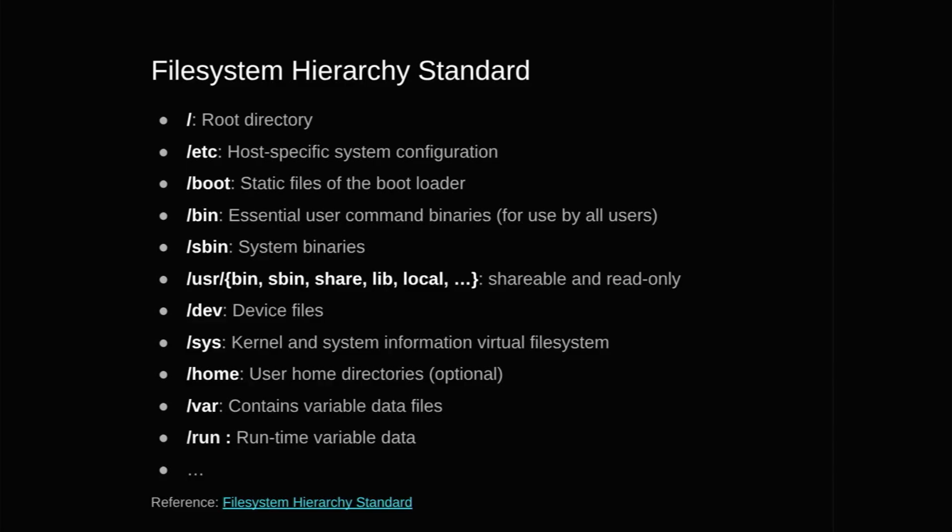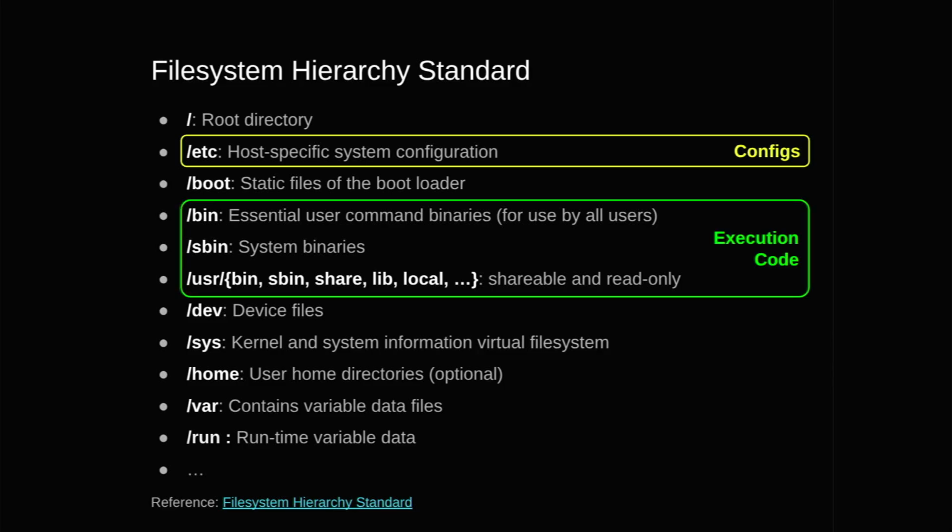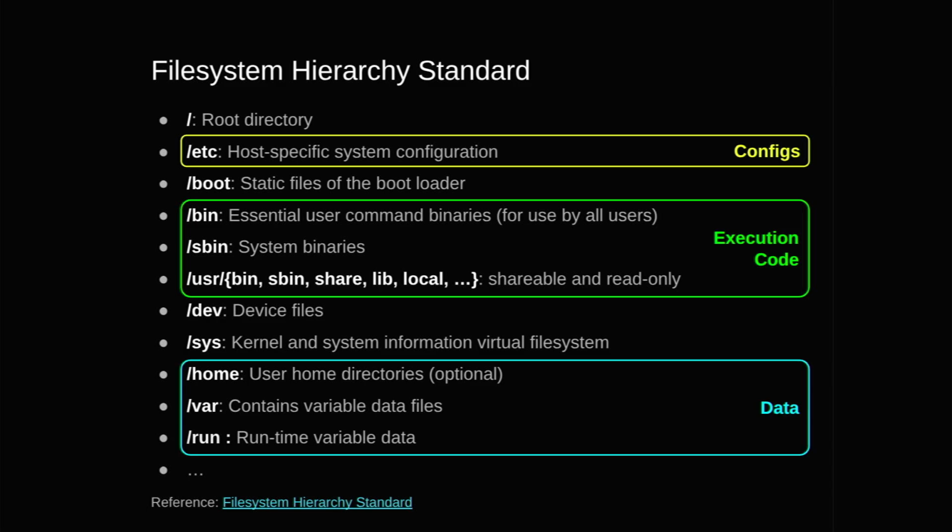Operating system is a big application too, and here's the OS file system hierarchy standard provided by the Linux Foundation. The first one is the /, which is the root directory, of course. And then /etc is the system configuration. /bin, /usr/bin and the /usr folder usually have the execution code. And the /home, /var and the /run folders are data related.